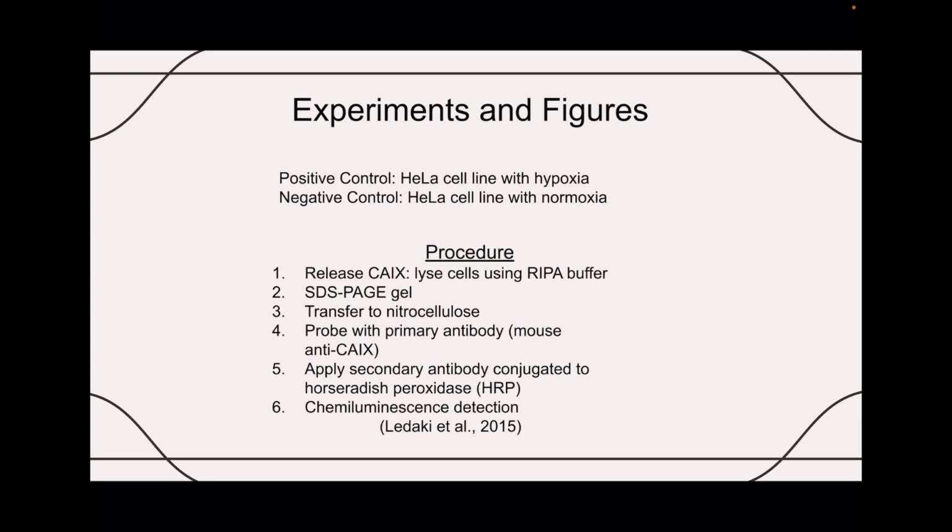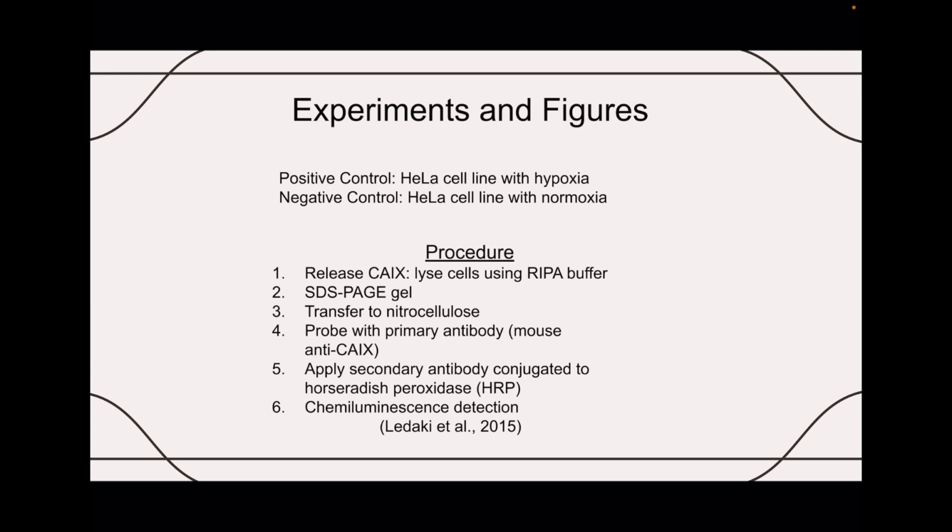So moving on to the Western blotting procedures, since CA9 is a membrane-bound protein, we need to lyse the cells with a RIPA buffer containing protease inhibitors in order to release the proteins from the membrane. Next, we're able to separate the proteins on an SDS-PAGE gel. And then in step 3, we're going to transfer them to a nitrocellulose membrane to make the proteins more accessible for antibody binding in step 4.